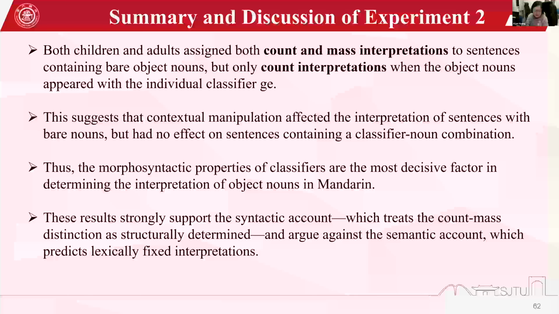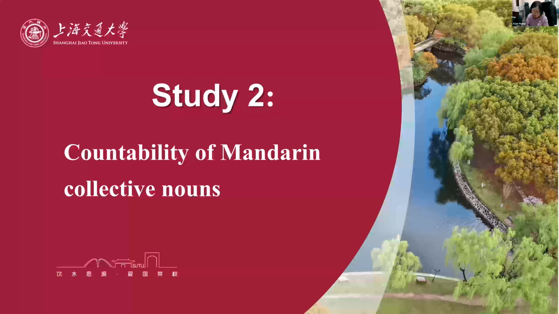So these results surely give support to the syntactic account. According to the syntactic account, the count-mass distinction is structurally determined. So this argues against the semantic account, which says countability is lexically determined. Okay, so I think this is quite a nice result.